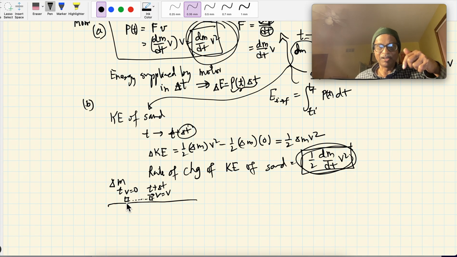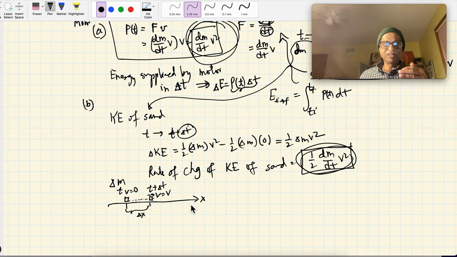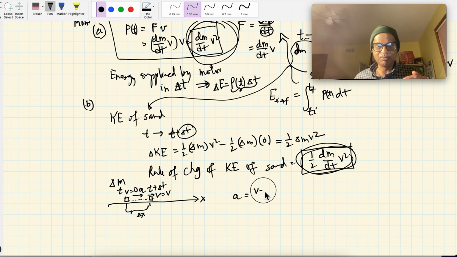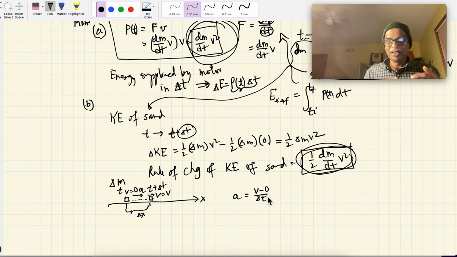Okay, so it's moving here, and we can ask how much distance did it go? Let's call it distance delta x in this direction. It went delta x. Now you can see the velocity increased that way, so there must have been acceleration that way. So what's the acceleration? The acceleration can be v minus 0 over delta t. That's the amount of acceleration that it had.